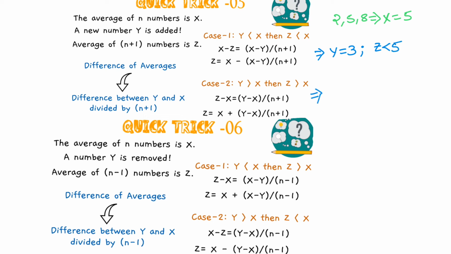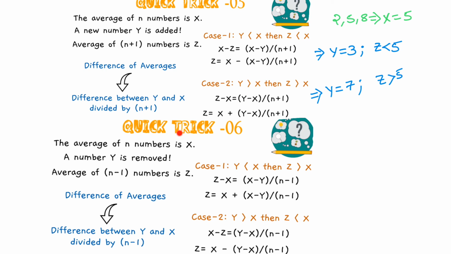Next, come to the second case. Here, I am adding a number y is equal to 7. I'm adding a number which is greater than the existing average to the group, and I'm taking the average of 2, 5, 7 and 8. That new average would be z greater than 5. I'm not giving you the average values, you just find them out and check the validity of these two conditions.